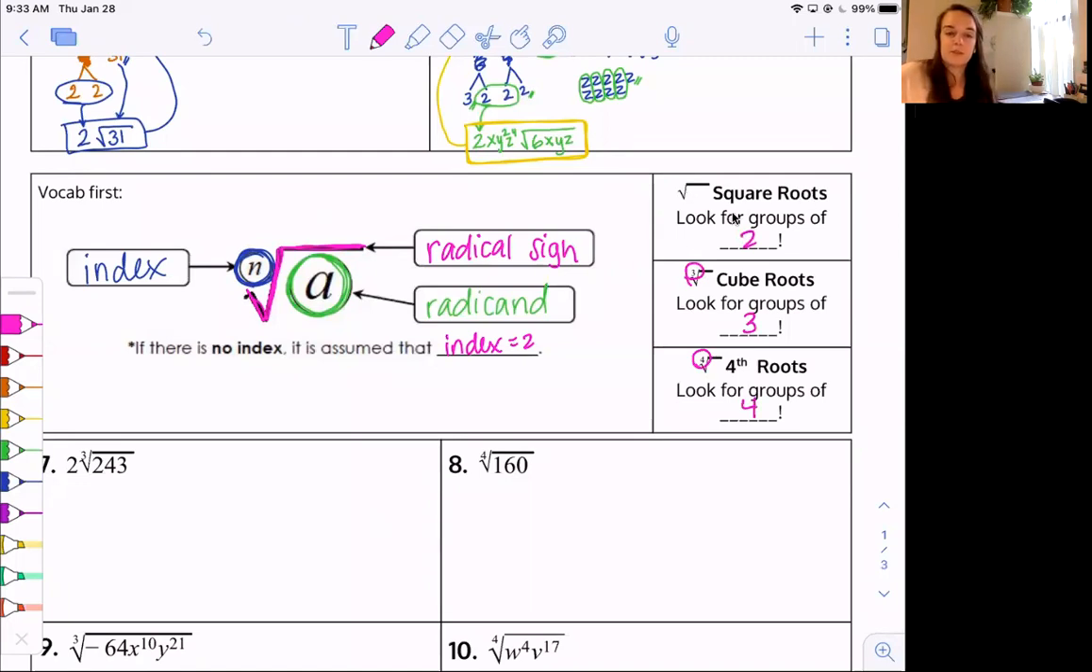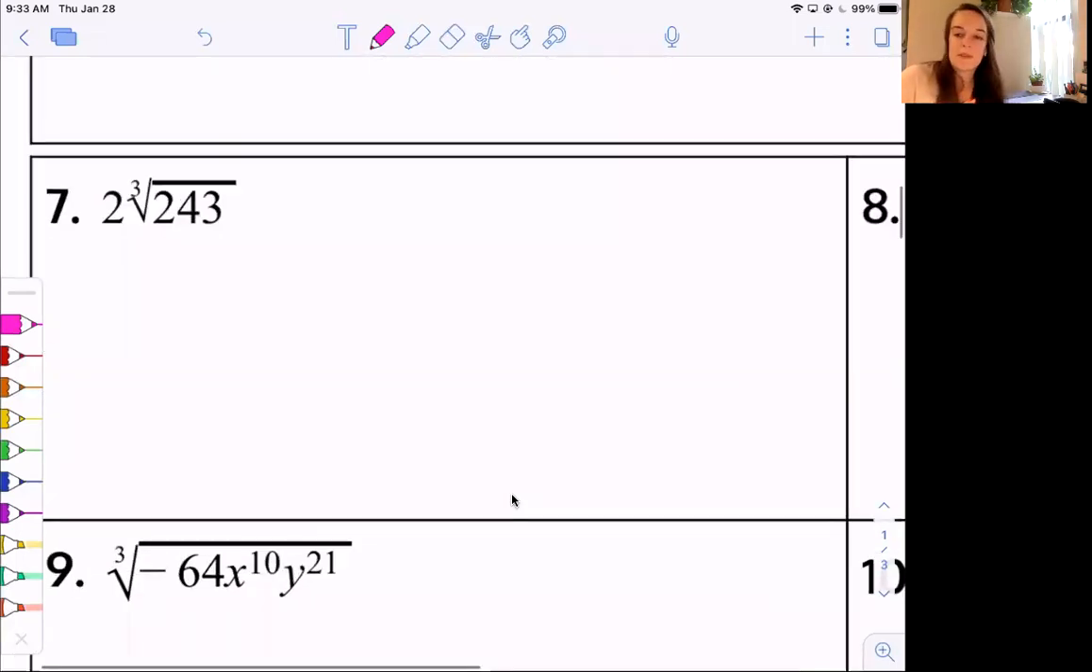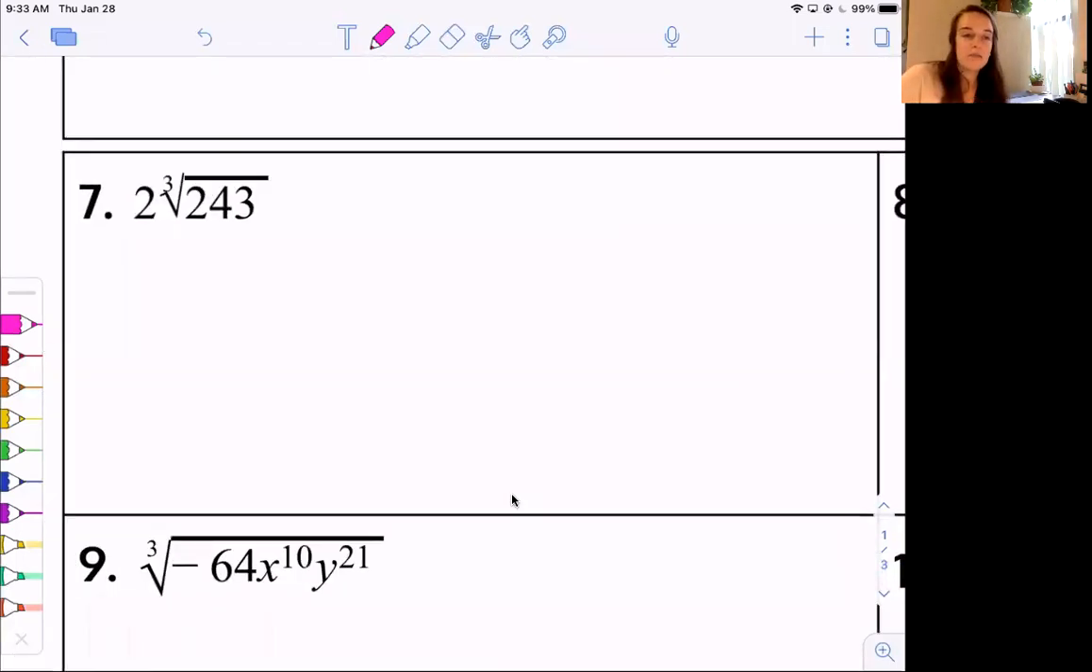So we've already worked with square roots a little bit. Let's jump into some cube root and fourth root examples. I can break down 243. So my 2 is my coefficient. It's just chilling out there. It's going to come basically straight down to the outside, and we're going to see what else is going to be multiplied with it. So 243 is 3 and 81.